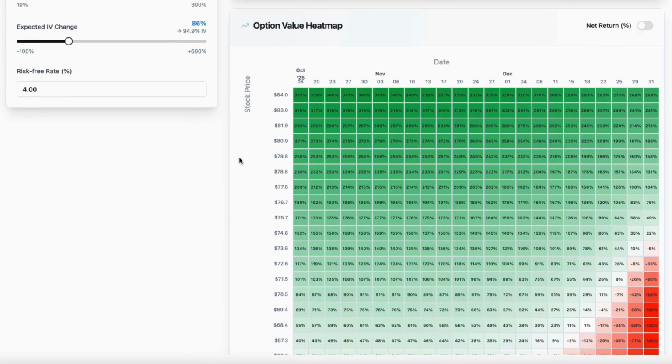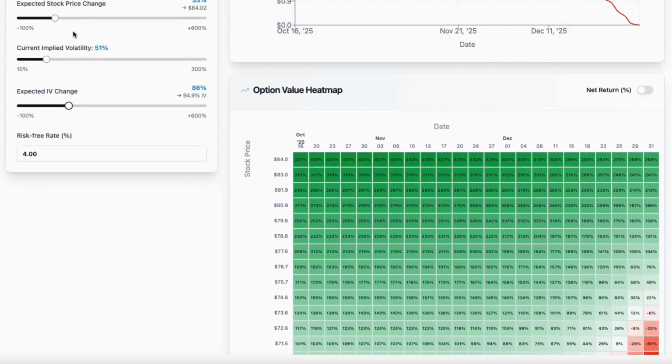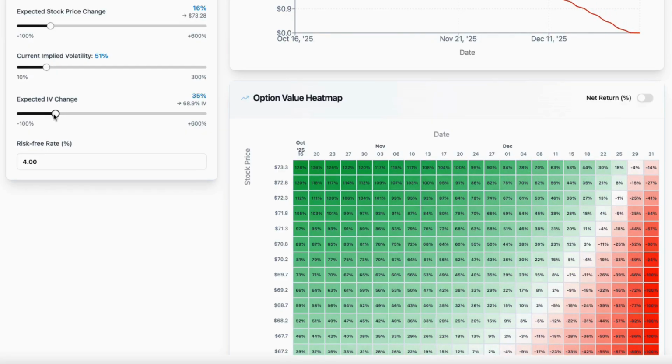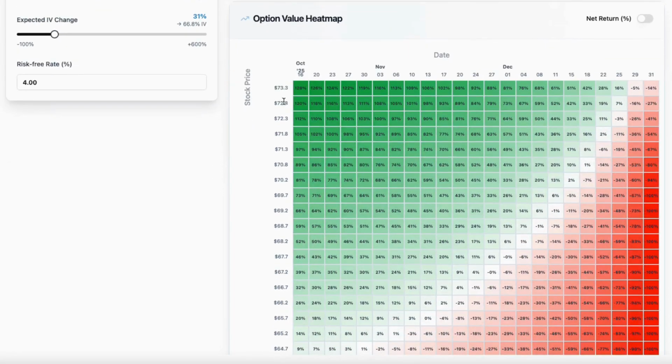For example, in this case, we have chosen a very bullish scenario, but let's make it less bullish, still bullish, but a bit more neutral. For example, with an expected stock price change of 16% and an expected IV change, we reduce it to 30%, and we see how the returns over time change. We would not be profitable at expiration according to these parameters, but still, if the price moves fast before December, then we could achieve quite substantial returns, even above 100%, if the price moves fast within the end of October.